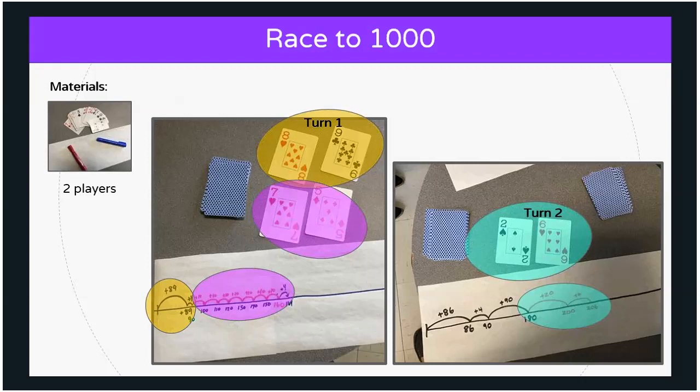Player 1 pulls 2 cards. Card 1 is the 10s, card 2 is the 1s for the first double-digit number. The player represents this number on an open number line. In the game pictured above, the first number is 89.